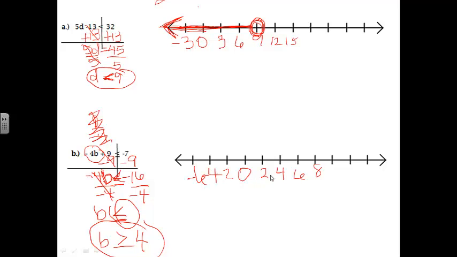Okay. So b, where would our dot go? Good. It's going to go at 4. So is it going to be open or closed? Good. It's going to be closed. Okay, so b is greater than or equal to 4. Which way am I going? Very good, we're going to the right. b is greater than or equal to, and my arrow looks just like my inequality.